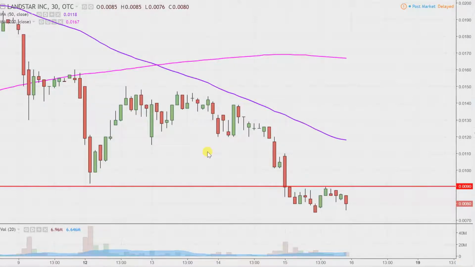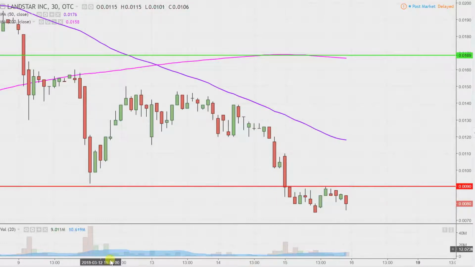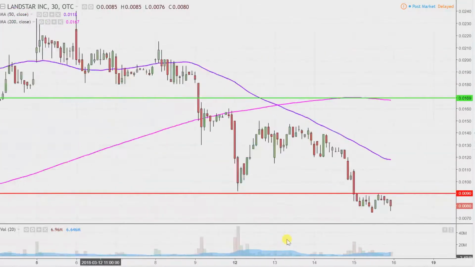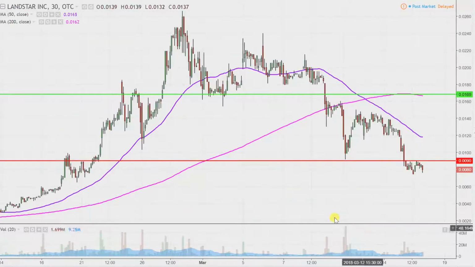Now, from a trading perspective, there's definitely bounces that can occur within the context of things. But in order for the overall chart to start to turn around, the price would definitely have to get up above 009.